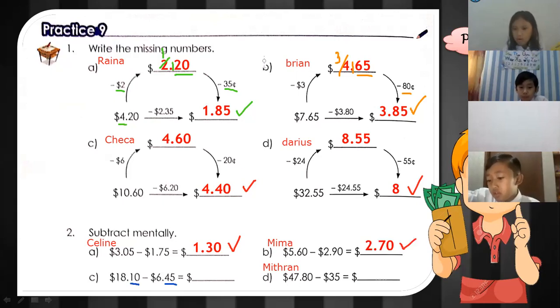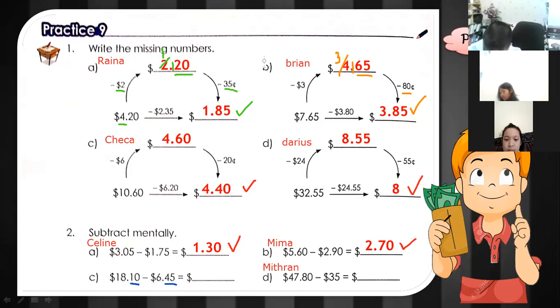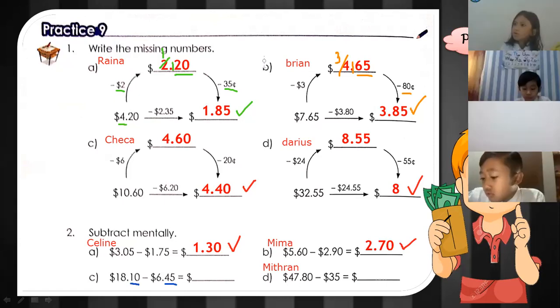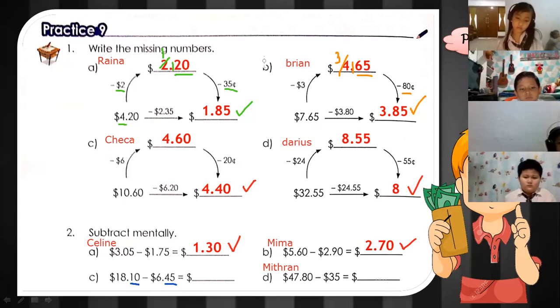Kan, iya, menit. Next, Desi. Where's Desi? $10 minus $6.45, Desi. Mute first, Desi. Unmute. Mute lagi. Read the question first.